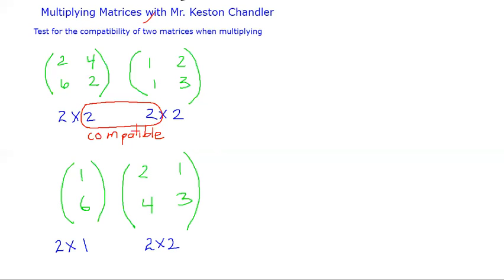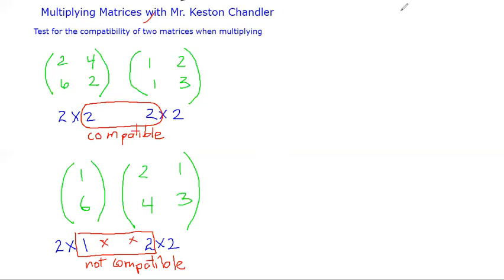So if I test now to see whether or not these two are compatible, I am looking at the middle. And these two are not the same. So this is not compatible. I can't multiply these two matrices because they don't have the same numbers in the center here, right?